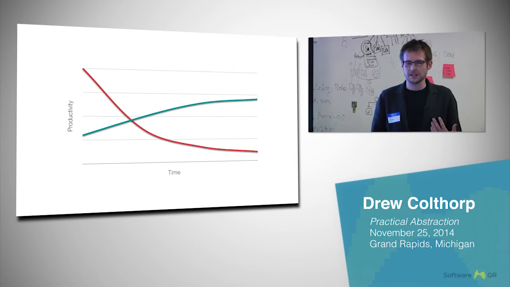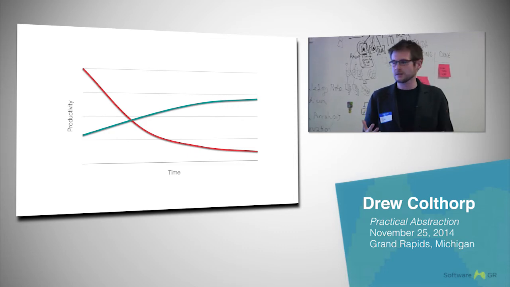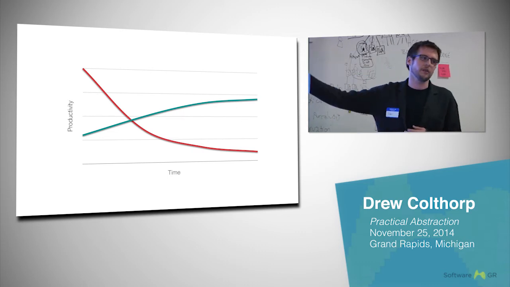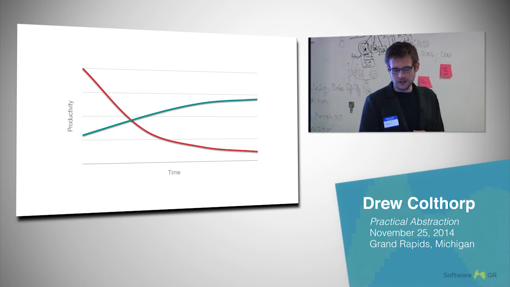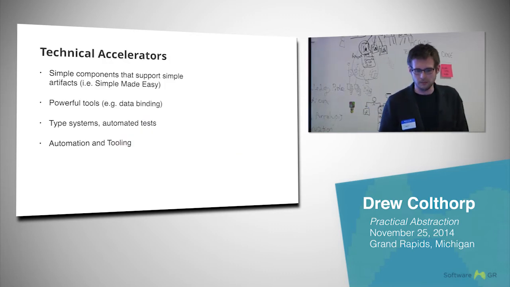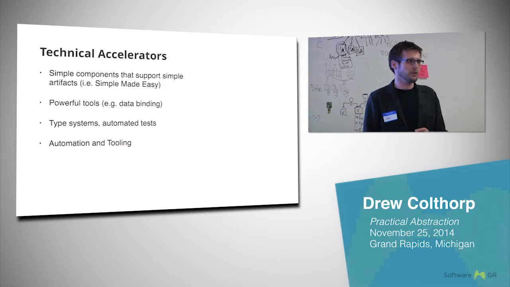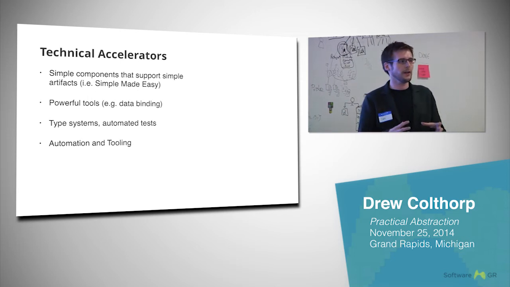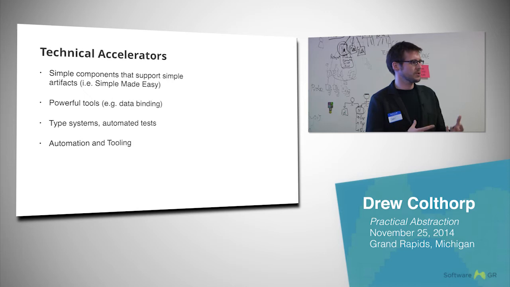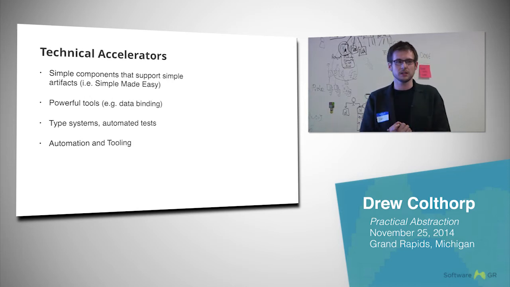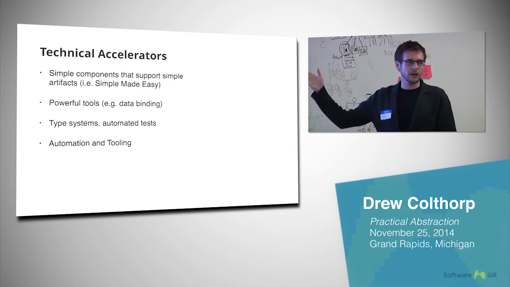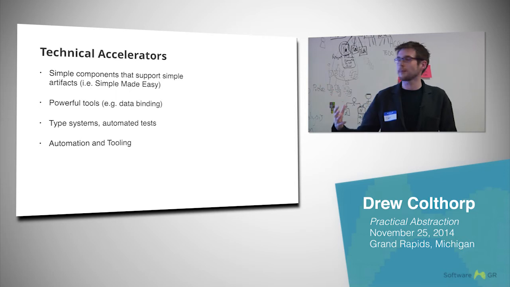So that's my goal, and that's what this talk is really about, one way of trying to strive for achieving that green curve. So we have a lot of different ways of doing this. Simple Made Easy being one example of one approach of trying to do that, having simple components and simple abstractions and ideas that lead to simple artifacts. But then there are other things that we can do too. So I've been using a lot of Ember.js lately on front-end development, and the data binding mechanism they have there is really powerful.